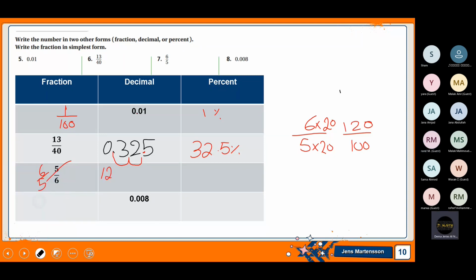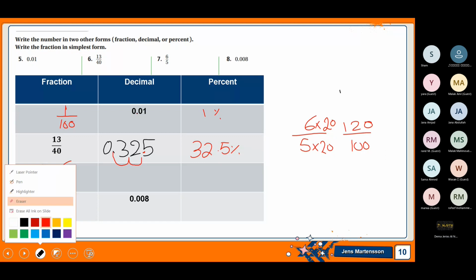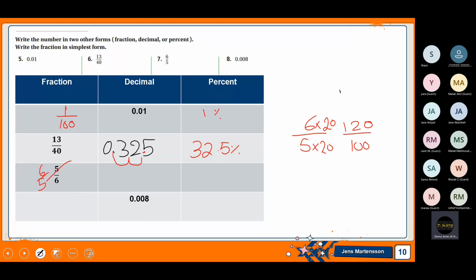Okay. So how to write it? 120 over 100. It means as a percent what? 120 per 100. No, miss, as a percent. I want you to write it as a percent. 120 over 100. How will it be as a percent?